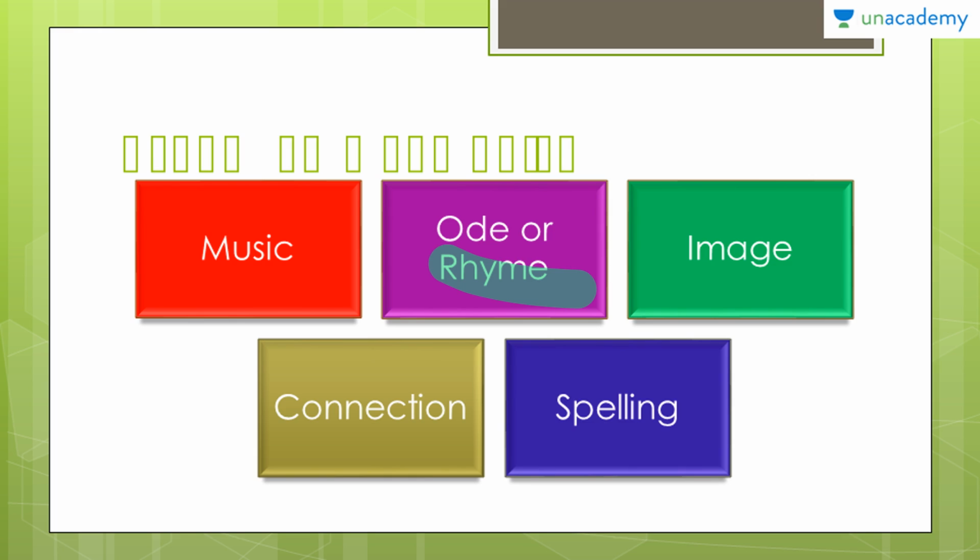So you'll always hear of a poetry recitation competition. You'll never hear of a prose recitation competition, because learning poetry is quite easy as compared to learning prose.